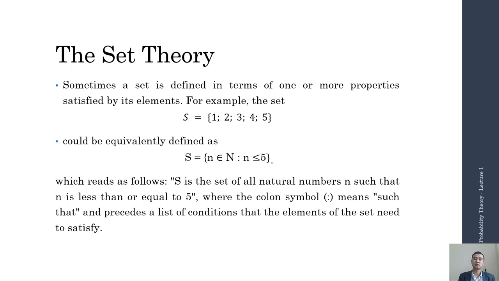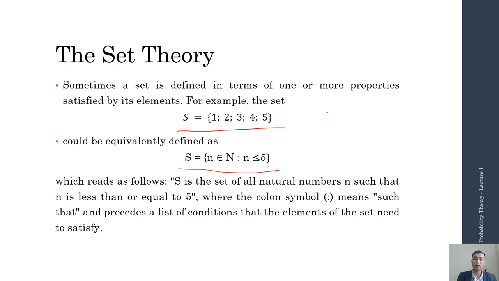Sometimes a set is defined in terms of one or more properties satisfied by its elements. For example, the set S equals {1, 2, 3, 4, 5}, natural numbers, could equally be defined this way. We read this: S is the set of all natural numbers n such that n is less than or equal to 5, where the colon symbol means such that, and precedes a list of conditions that the elements of this set need to satisfy.